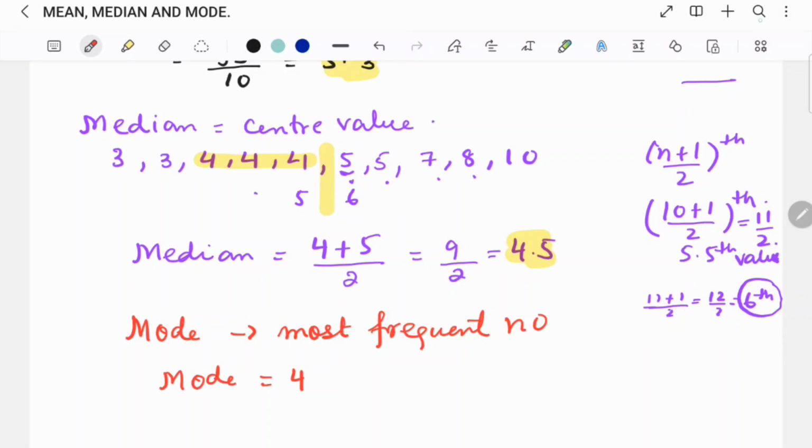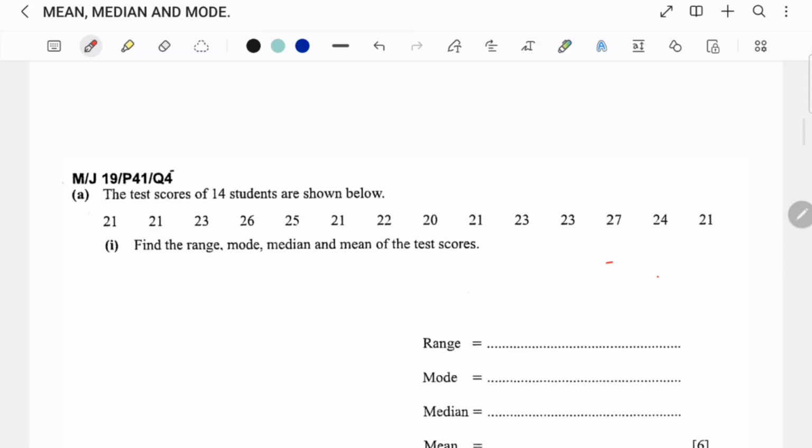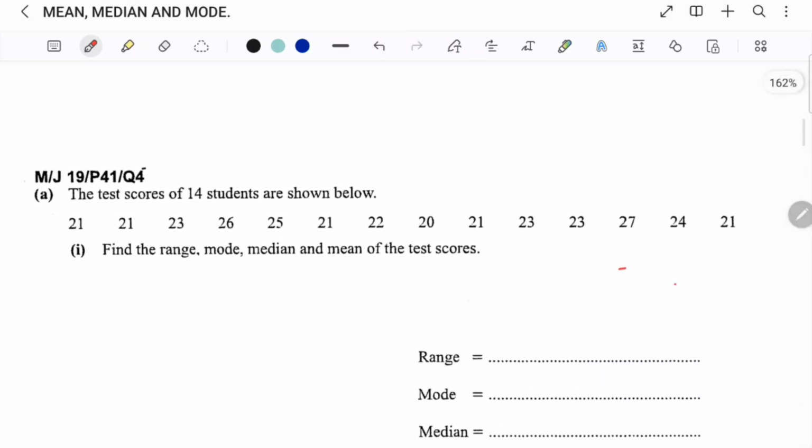So let's go to the other question. The next question, I've kept it from a past paper question. This is May-June 2019, paper 4.1, question number 4. The test scores of 14 students are shown below: 21, 21, 23, 26, 25, 21, 22, 20, 21, 23, 23, 27, 24, and 21. Find out the range, mode, median, and mean of the test scores.